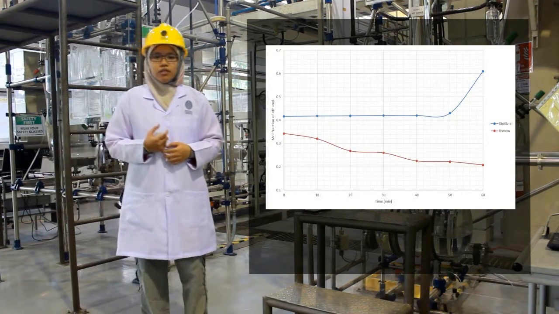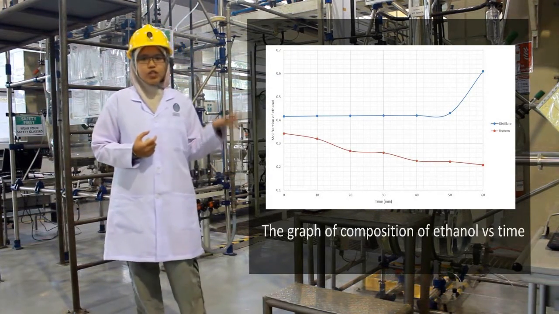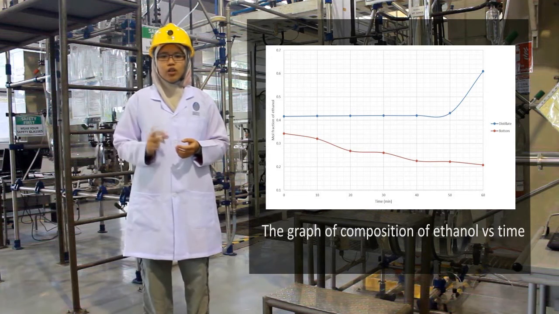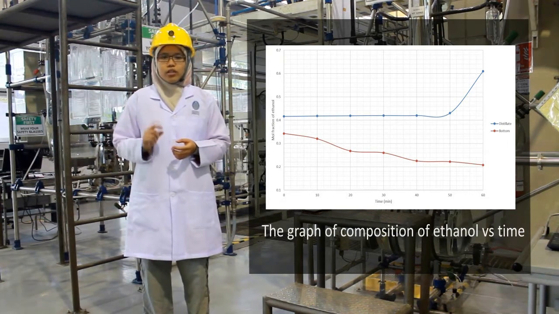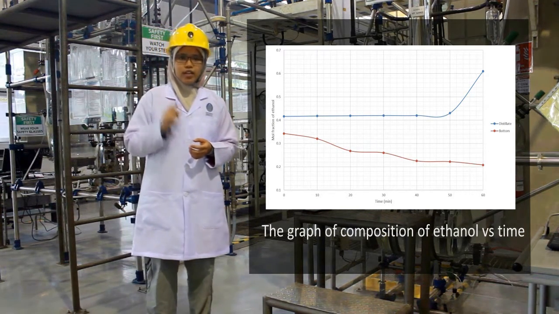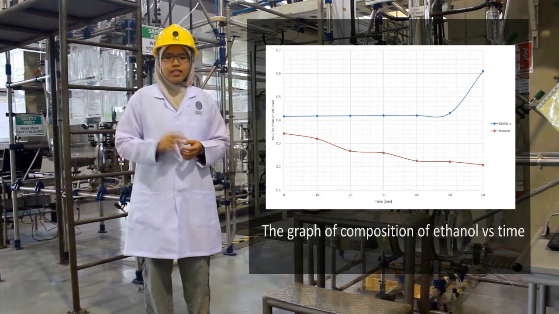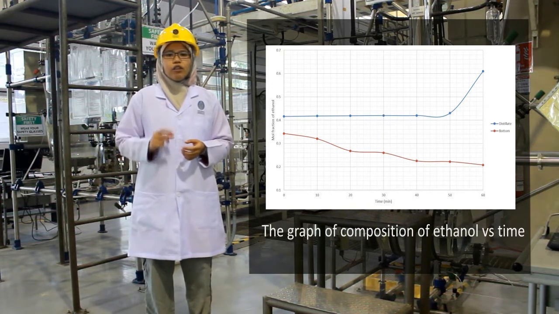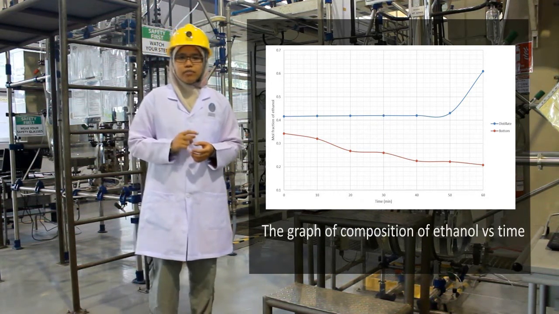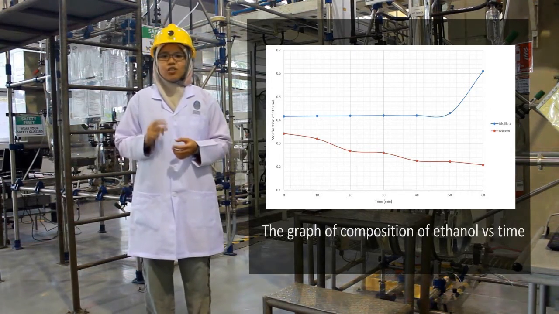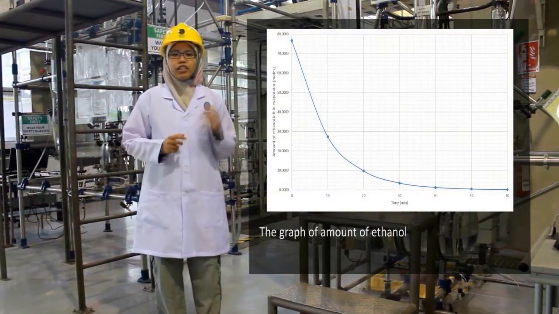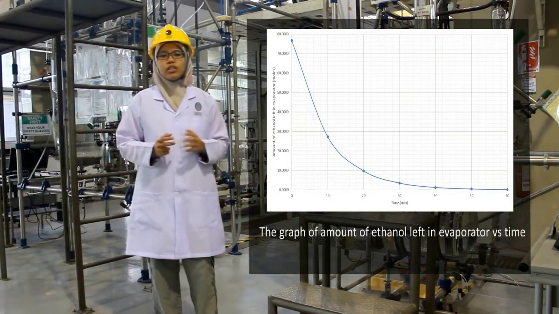Based on our result, we can see from this figure that the mole fraction of ethanol is increasing as time passes, while the mole fraction of ethanol at the bottom shows the opposing trend, which is decreasing. This means that the purity of ethanol in this distillation column increases as the time increases. And this is strongly justified by the graph of ethanol in the evaporator, which shows the decreasing trend.